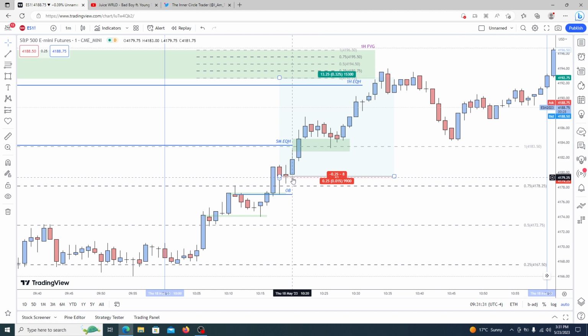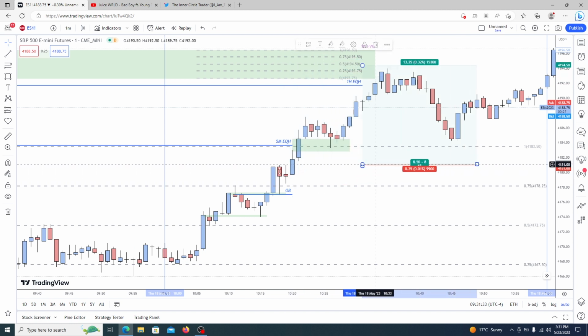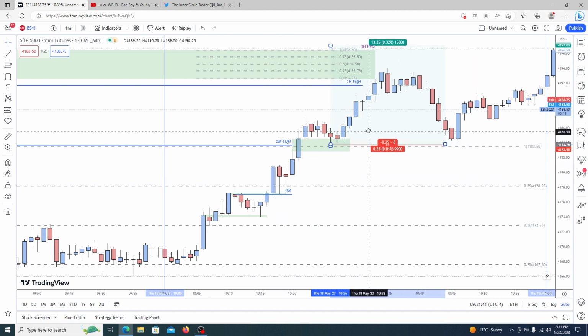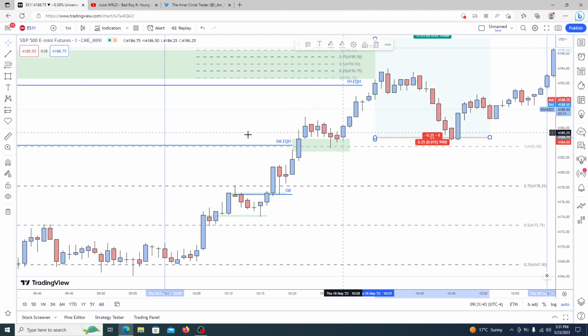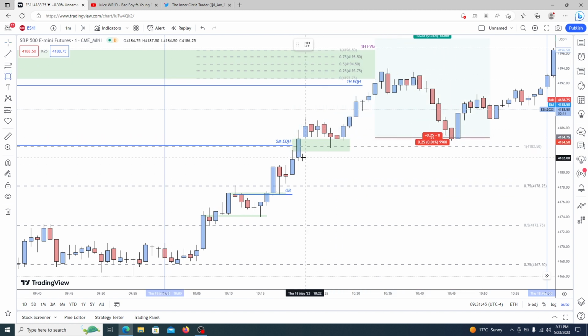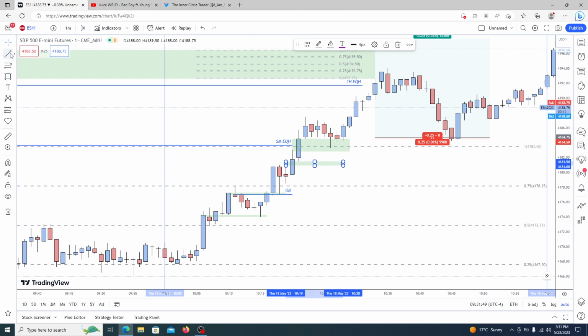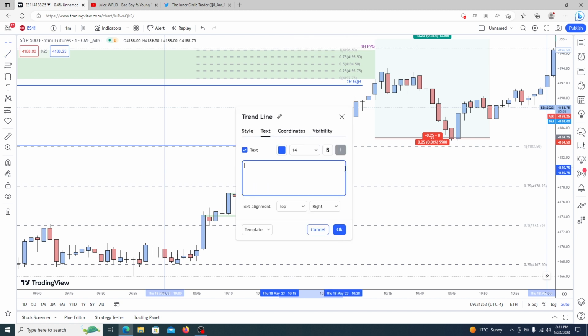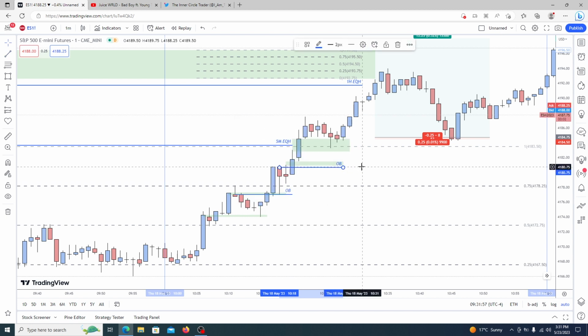Now let's look at a second entry. Let's say you did not realize that price was trading up higher after just this one idea. So what you would do is you would look at this fair value gap over here, and then you would mark out this fair value gap right there, and I would have the order block. I would have these noted.